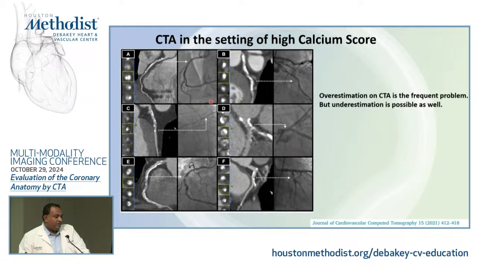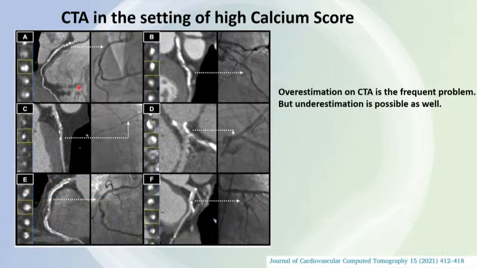So as you know, overestimation on CT is the frequent problem. So here are all these examples in A, B, C, and D of overestimation. These were called significant lesions, and on cath, all these 4 lesions are not significant. But underestimation is actually also possible. Here is a lesion that was cleared on CT, but actually was a tight lesion on cath, and here's another one.